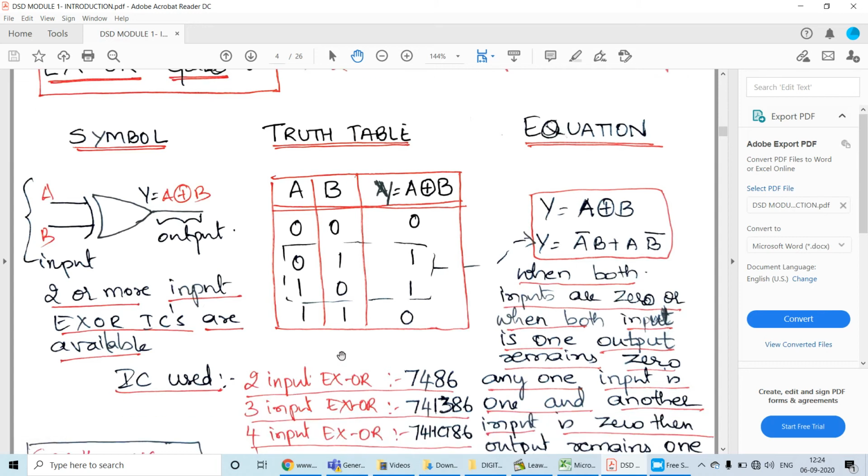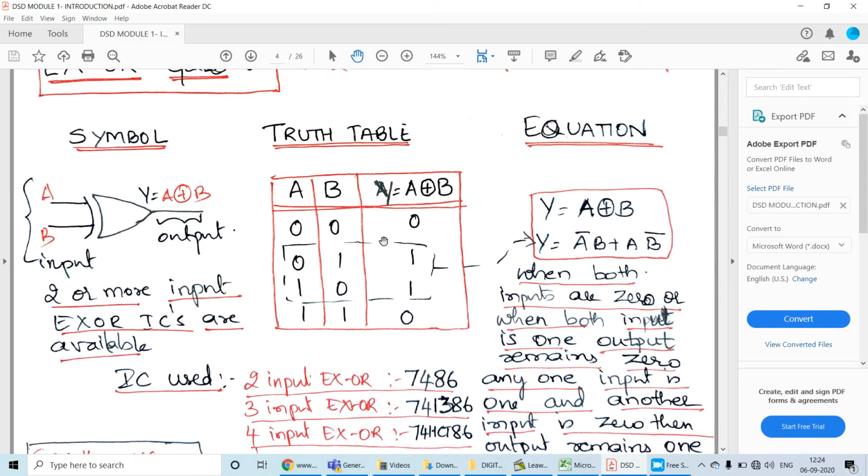So here the truth table is very important for XOR. In an XOR gate, when both the inputs are 0 or when both the inputs are 1, the output remains 0. When both the inputs are equal, then the output remains 0. Any one input is 1 and the other input is 0, the output remains 1. XOR gate is very, very important in future because we use XOR gate for many different applications.